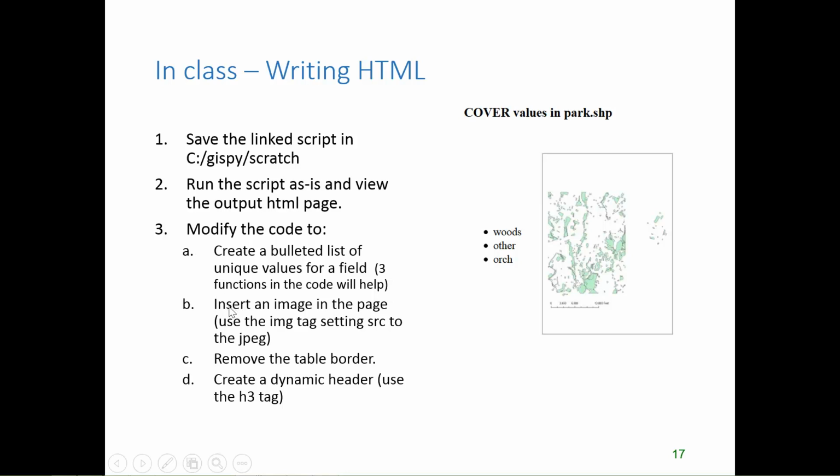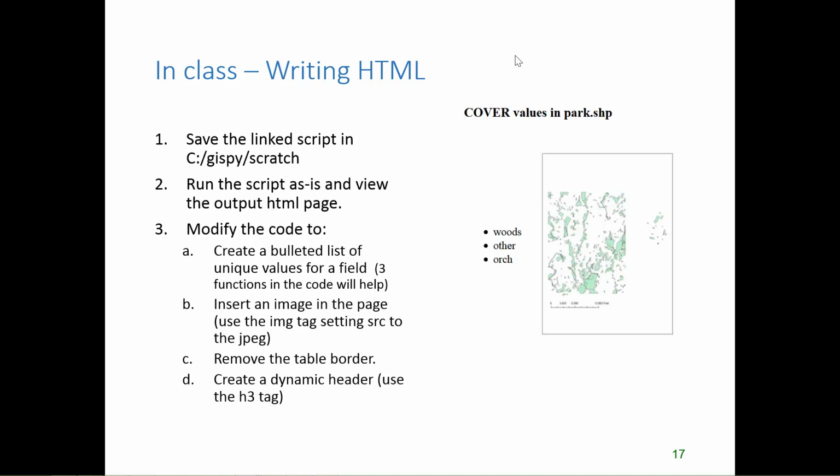You'll insert an image in the page using an IMG tag that you'll write as a string in your Python code, and you'll remove the table border by modifying the existing HTML string, and you'll create a dynamic header using an h3 tag. So please pause your video and go over to the in-class exercise and try to make this HTML come out to look exactly like the image that is provided.